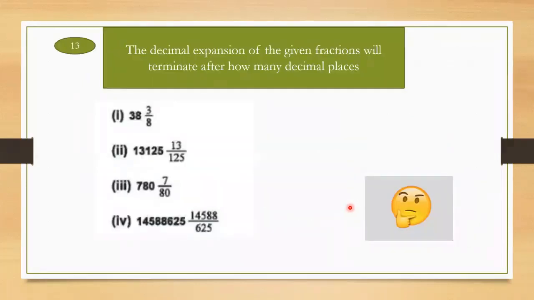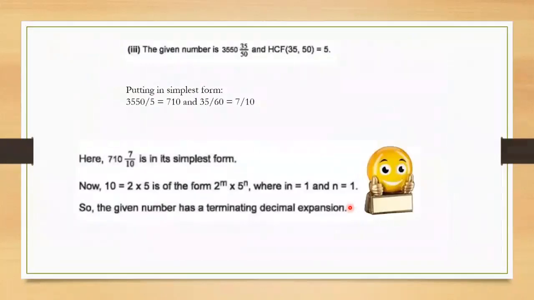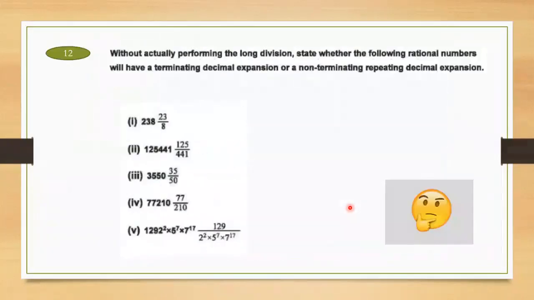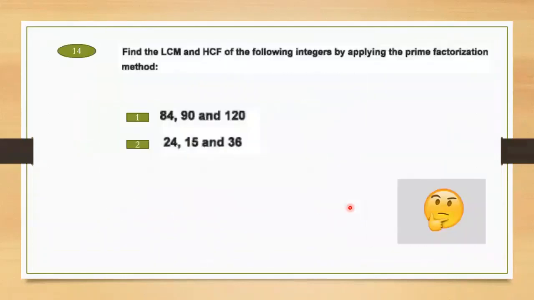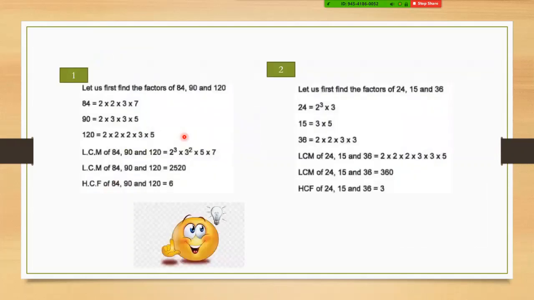After how many decimal places will it terminate? Will it terminate or not, without doing the division, just checking it out? Was everybody clear? Find the LCM and HCF by applying prime factorization method. It's up to you how you do it. So 84, 90 and 120. Next one is 24, 15 and 36. That is the last sum for today. So wind it up faster. I'll give you just 2 minutes of time.